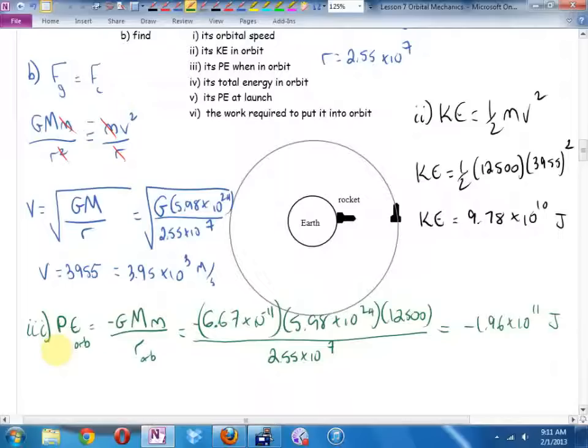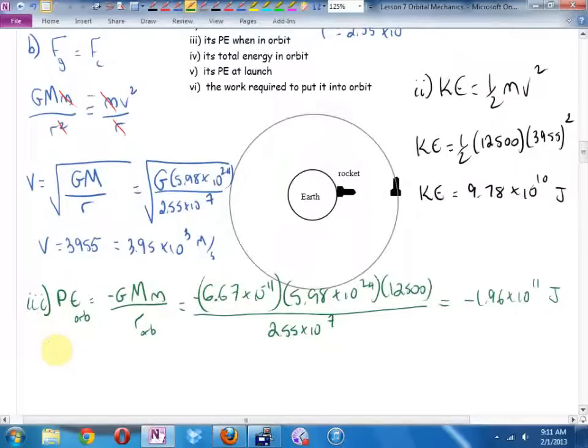Jason, what's the next thing you want me to find? Oh, total energy. How do you think I'd find the total energy? What does the word total mean? Add them up. Not changing, total, right? Add them up. Total energy, how about TE for total energy? Brand new abbreviation, but works for me. Equals KE plus PE in orbit and in orbit.